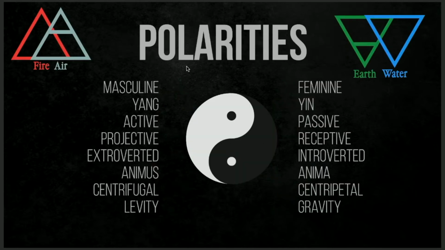And we introduced the concept of polarity along with the elements, because we demonstrated how traditionally the 4 elements are divided into 2 complementary pairs, where fire and air represent the masculine or yang side of the polarity, while earth and water represent the feminine or yin side of the polarity.